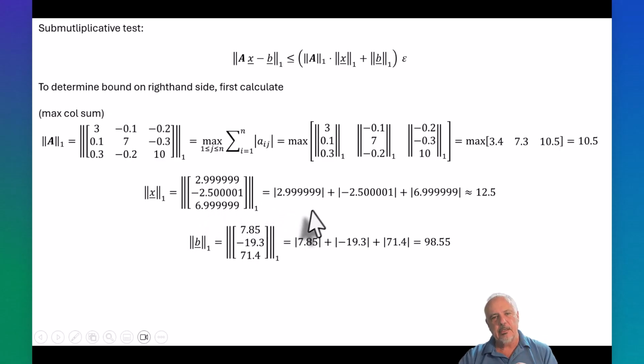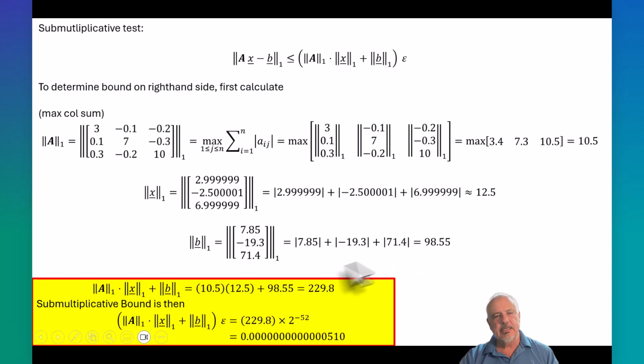So you're going to have the 2.999, and then you're going to add in the 2.5 and change plus the 6.99. You get about 12.5 for that. And then you do the same thing for the B. You're adding the absolute values of each of those components to get 98.55. And then I start putting it together, so it's really easier, quite frankly, to get the submultiplicative bound because you're doing the one norms, which are very, very straightforward to do. So I've got 10.5 for the A1. I've got 12.5 for the X, one norm of X, and then 98.55 for the one norm of B.